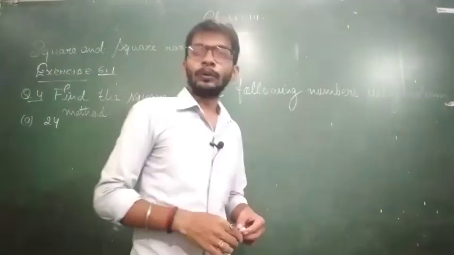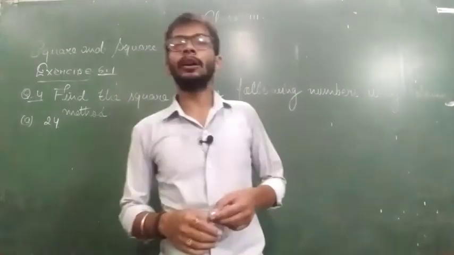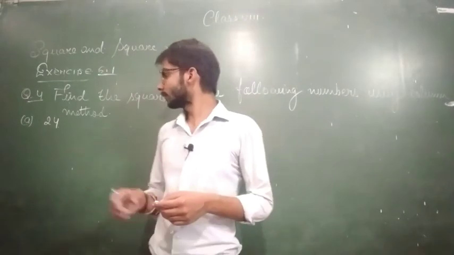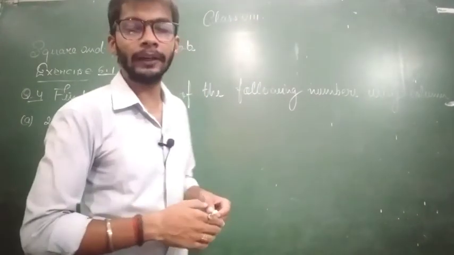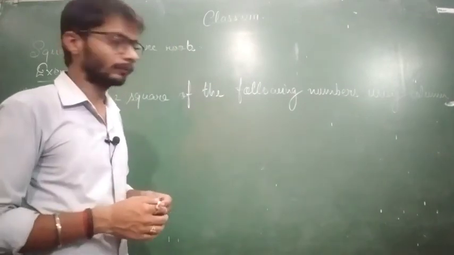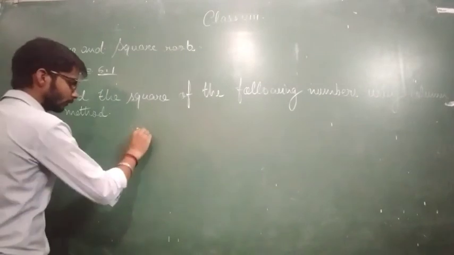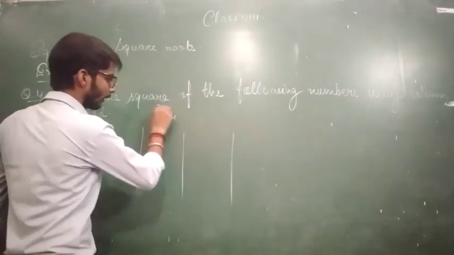Now the fourth question of this exercise is to find the square of the following numbers using the column method. I told you about the column method in my last video, and the first part of this question is 24. So here we will find the square of 24 with the column method. First make 3 columns.